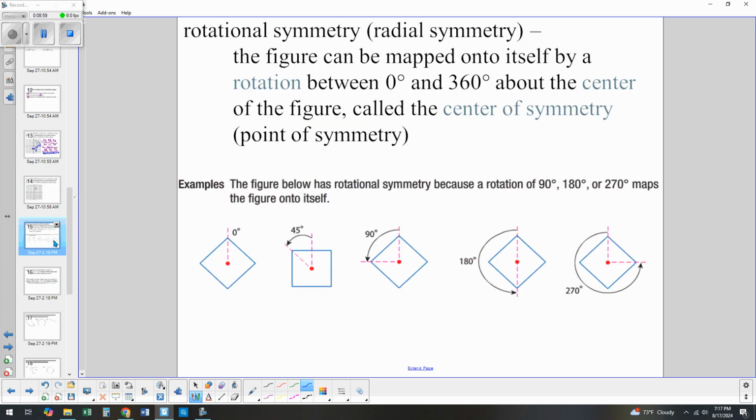So just like we had line symmetry with our reflections, we also have rotational symmetry with our rotations. Rotational symmetry is if you can turn the picture and make it still look exactly as it did when it started. All right, whatever point you're turning it about is going to be called the center of rotation or center of symmetry. And we can rotate any number of degrees between 0 and 360.